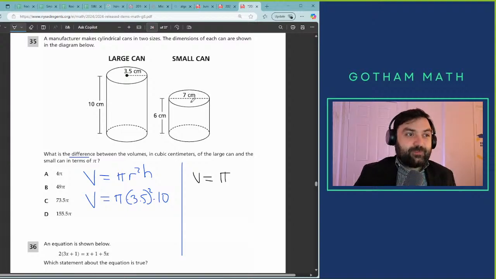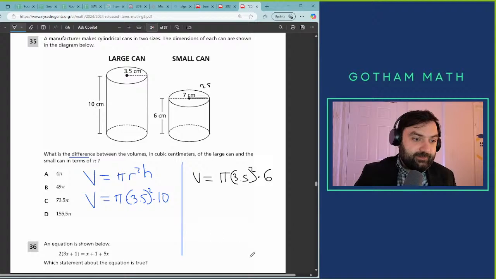This thingy. Because 7 is a diameter here. You see? It goes through. It's a diameter. It's not a radius. So, what is the radius? The radius is half of the diameter. So, what is half of 7? 3.5. So, we're going to use 3.5 as our radius squared times 6.